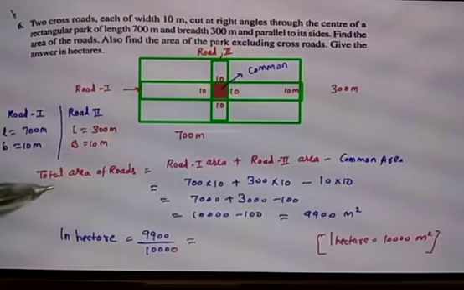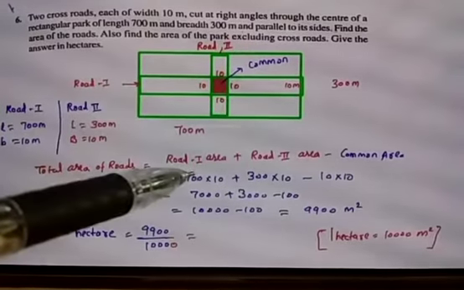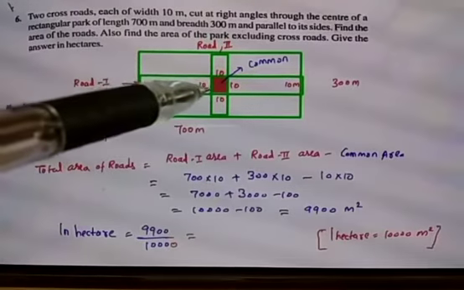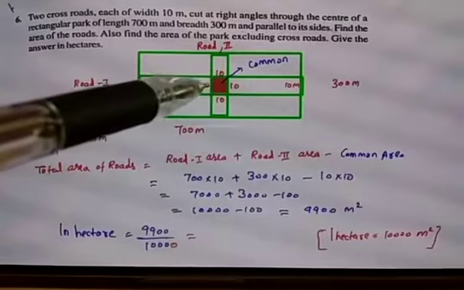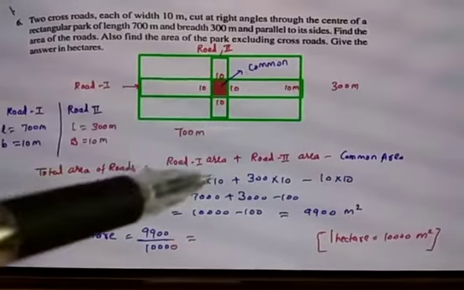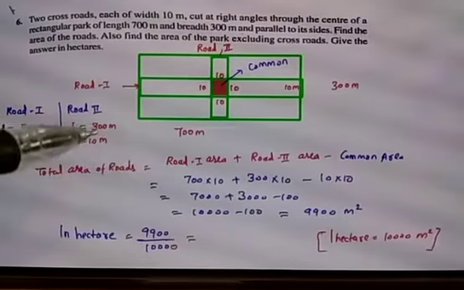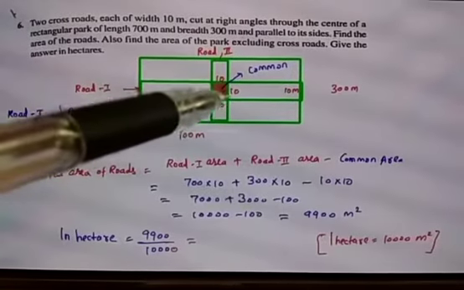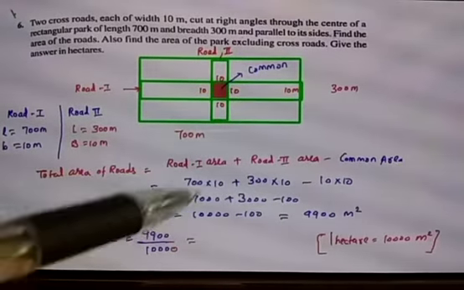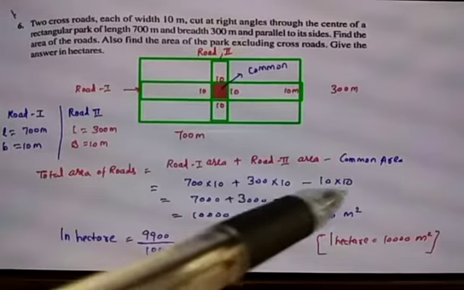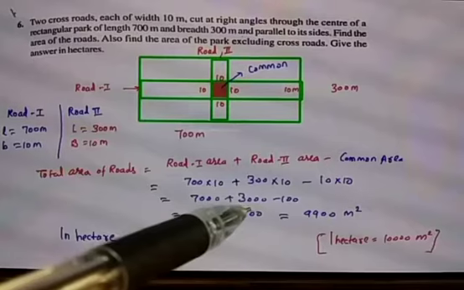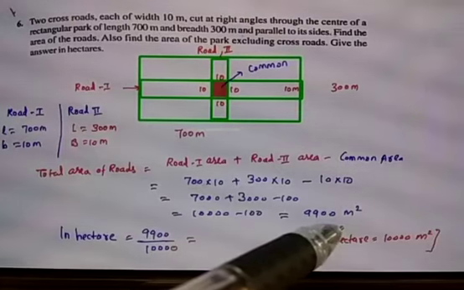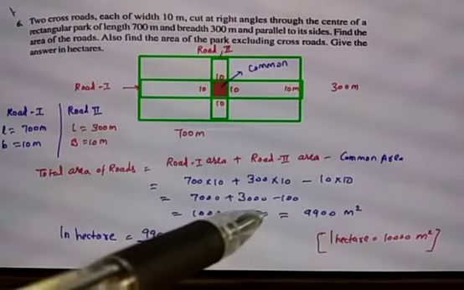So what happens here? The total area of the roads is equal to road 1 area plus road 2 area minus the common. Here we are getting the common space. So what is the space here? 10 into 10. So first road is 700 into 10 plus second road is 300 into 10 minus 10 into 10. Are you getting? Yes. 700 into 10 will become 7,000. 300 into 10, 3,000. 10 into 10, 100. So 7,000 plus 3,000, 10,000, minus 100, that will make it 9,900 meters square. This is the area of the roads.